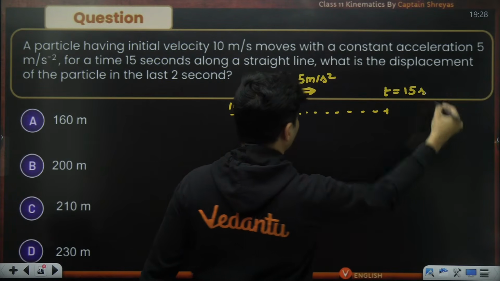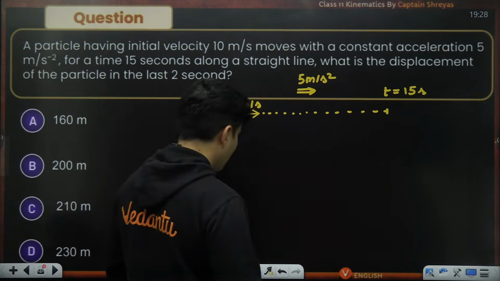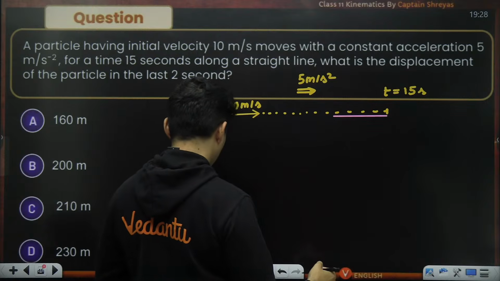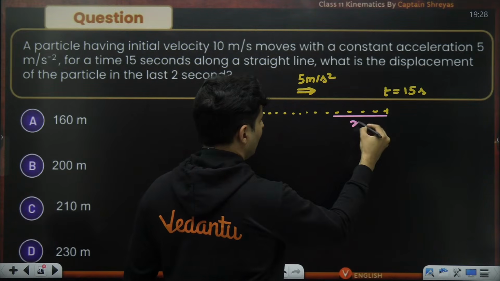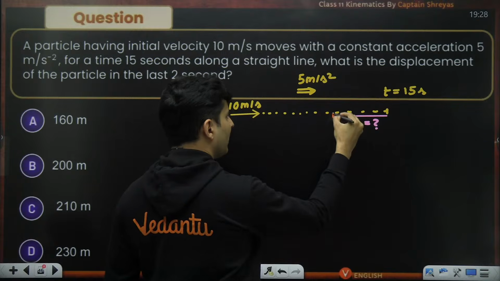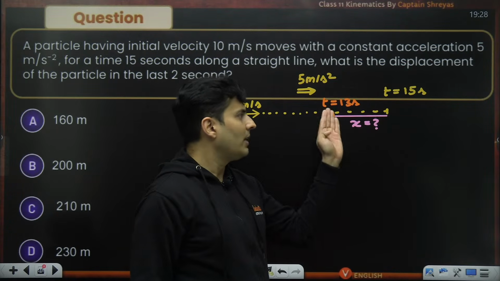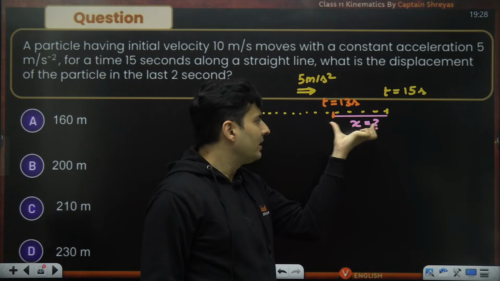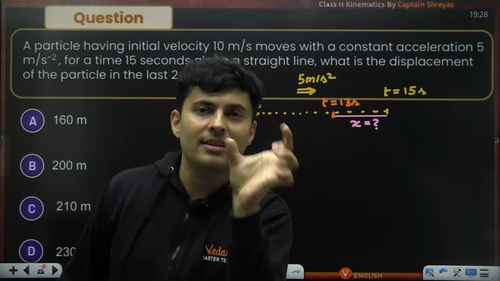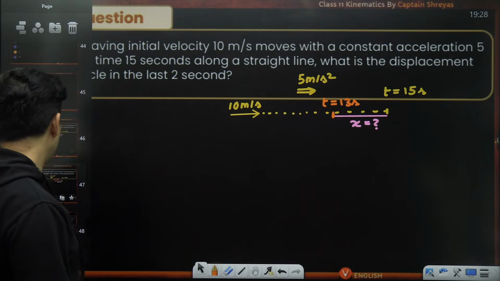And total time is basically 15 seconds. Now, what is the meaning of last 2 seconds? Last 2 seconds means maybe this particular part. This is what we have to find. How much is this distance? So this particular time will be 13 seconds, since 15 minus 2 is 13. So these are the last 2 seconds. In this time interval, how much has it moved? That is the question. Okay, let's see how we exactly do it.